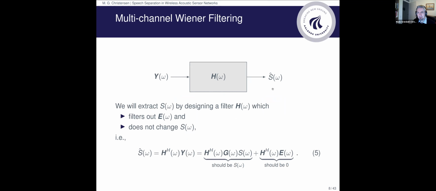So let's say we apply a filter H to extract from Y an estimate of the speech. Ideally, we would like this filter H to filter out E, the noise term, and not change S, or if it does, we know how much, and it only does so minimally. You can of course see here, applied to the model, result number 4. We have a term involving the speech and a term involving noise. This one we would like to get rid of, and this one we would like to preserve S as best possible. And of course, these two things are very often mutually exclusive.